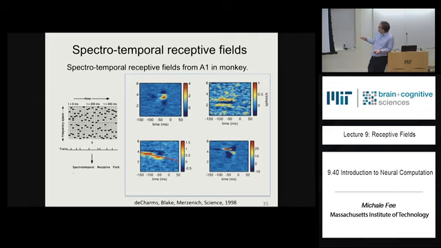How about this? It's kind of messy, right? So you can see that neurons have receptive fields that can be very complex in space, or in this case, in frequency and time. Okay, that are very selective to particular patterns in the stimulus. Okay.